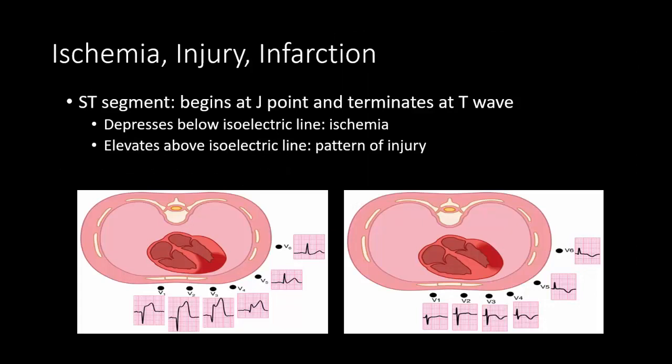If you see it below the isoelectric line, that's going to indicate ischemia, and then as it starts to rise, that's going to be patterns of injury. This is just an example of a lateral wall here, and then inferior and probably anterior wall here.